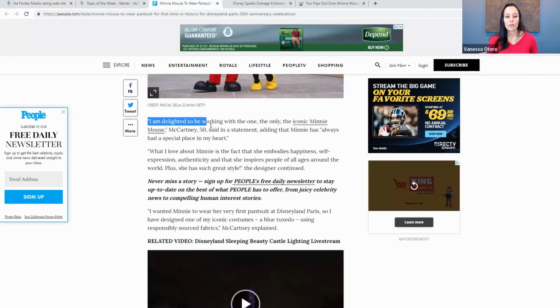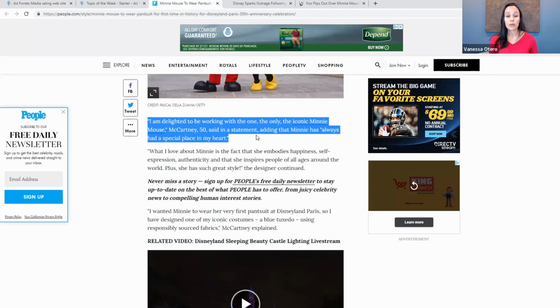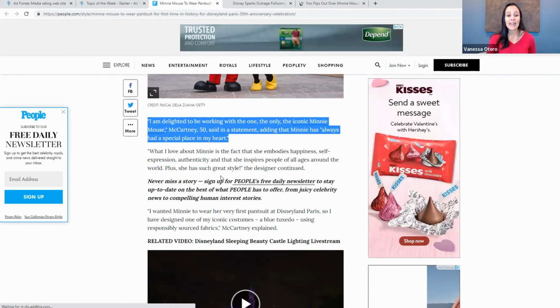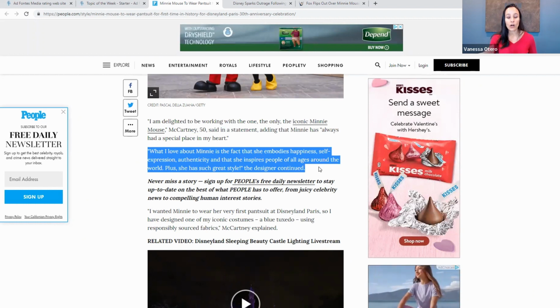So what else do we have here? It says, "I'm delighted to be working with the one, the only, the iconic Minnie Mouse," McCartney said in a statement, adding that Minnie has always had a special place in her heart. And then there are a few more quotes from Stella McCartney.